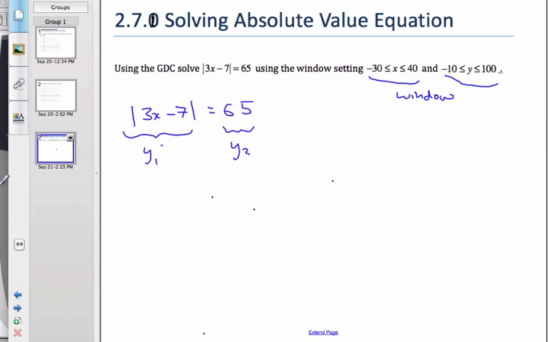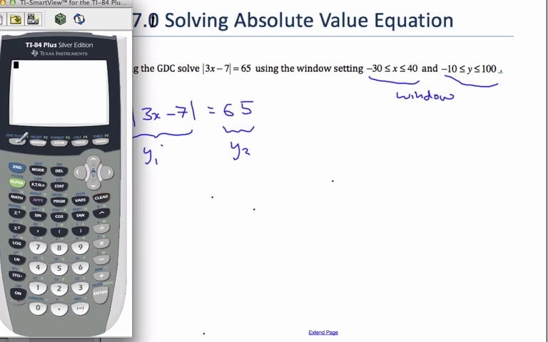If I grab my calculator and go to y1, I'm going to make the absolute value of 3x minus 7. There's a nice trick here: alpha window gives me absolute value, the same as these two vertical lines. ABS, absolute value, 3x minus 7. Click to the right to come out of there. The other one is 65.